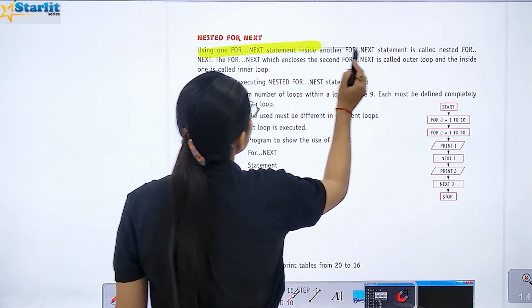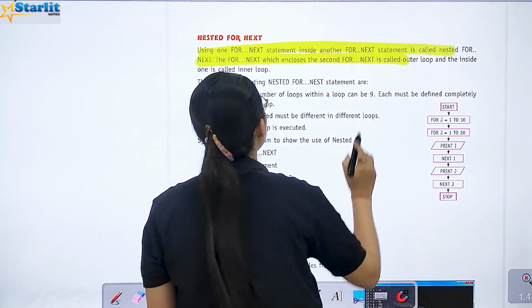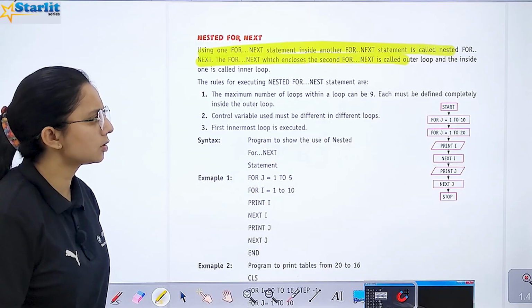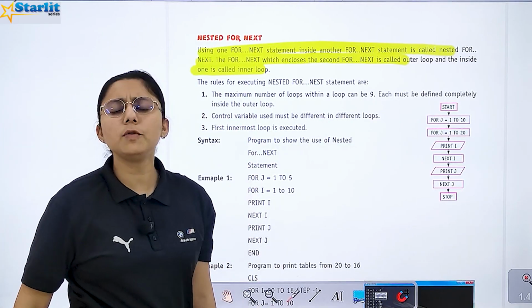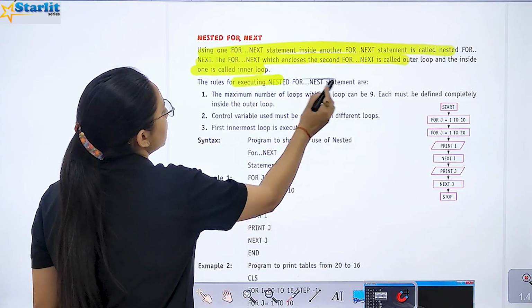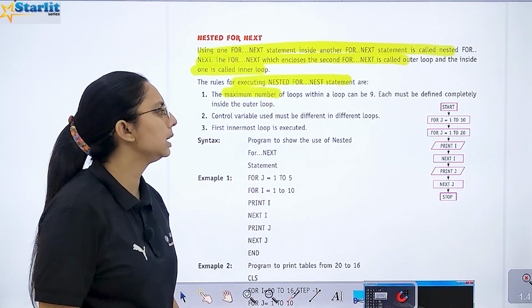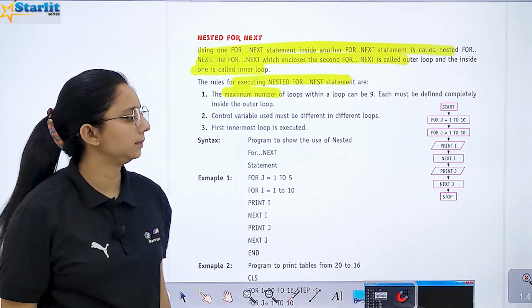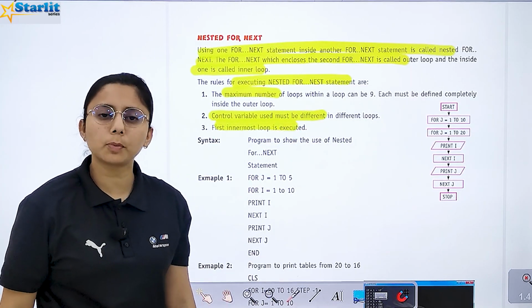Using one FOR...NEXT statement inside another FOR...NEXT statement is called nested FOR...NEXT. The FOR...NEXT which encloses the second FOR...NEXT is called the outer loop, and the one inside is called the inner loop. Now we have some rules for executing nested FOR...NEXT statements: the maximum number of loops within a loop can be nine. The control variables must be different, and the first innermost loop is the one you have to execute first.